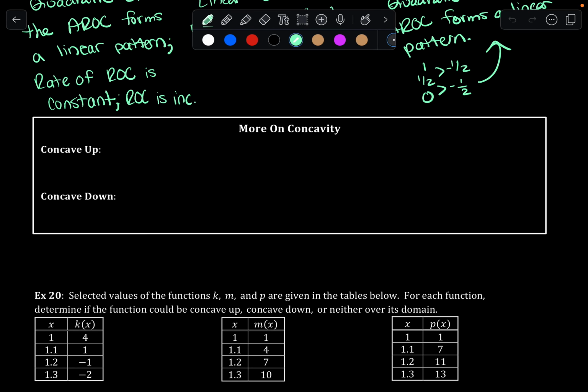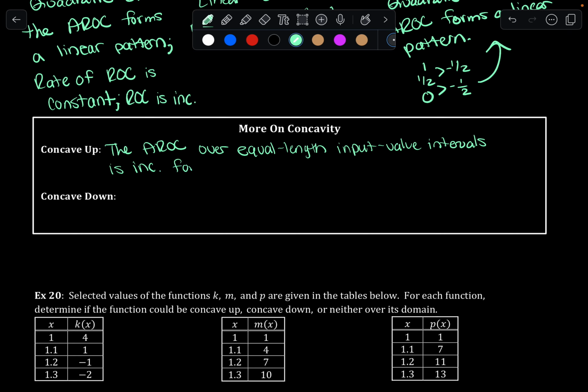This is the last video for this unit, and it's going to be on concavity. So for concave up, we've touched on this a couple times, but just to recall it, concave up occurs when the average rate of change over equal length input value intervals is increasing for all small length intervals.